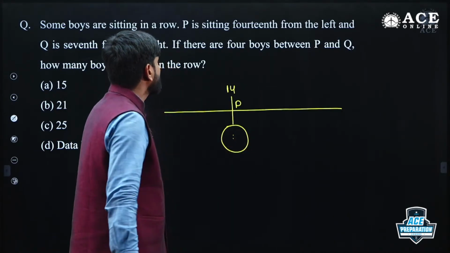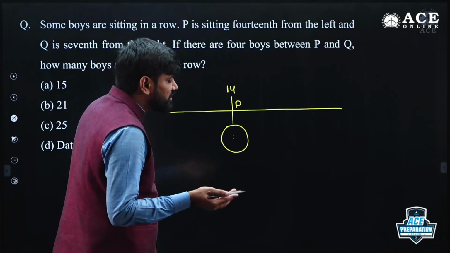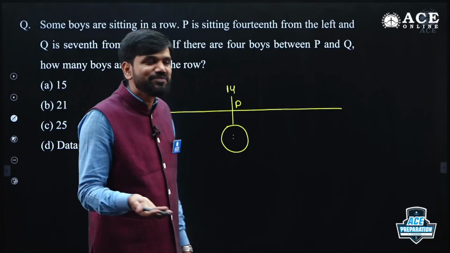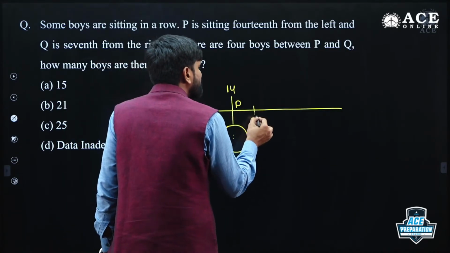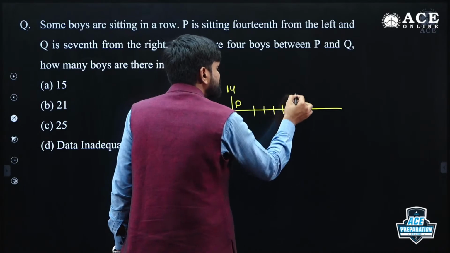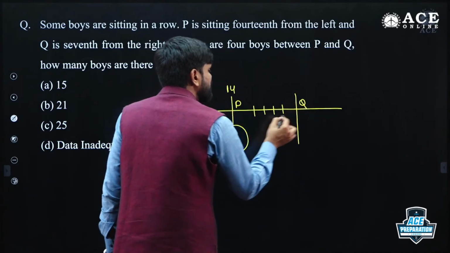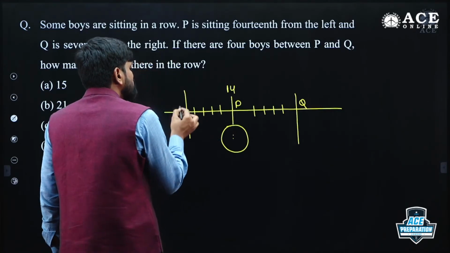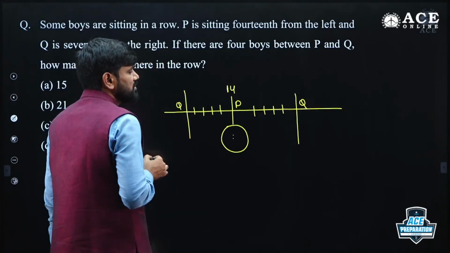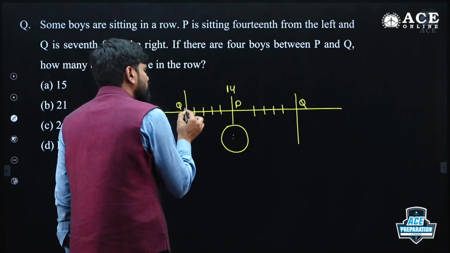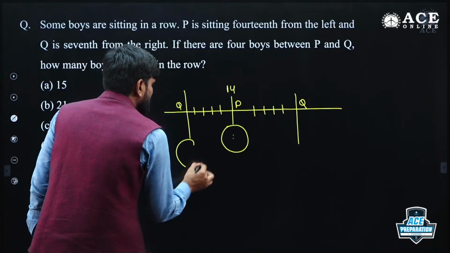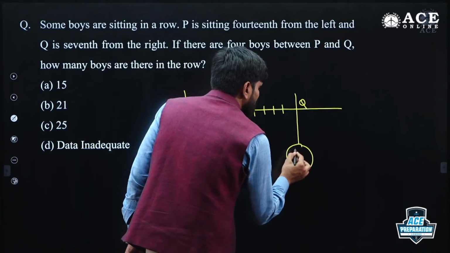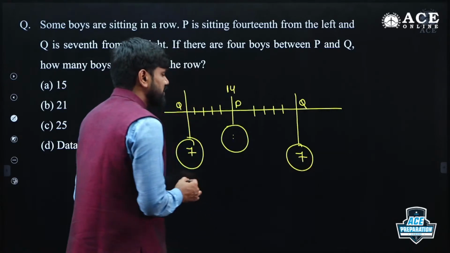Further they said, if there are 4 boys between P and Q, they simply said there are 4 boys between P and Q, but towards which direction? Between P and Q there are 4 boys, dear. Q may be here, this is one possibility, or the other possibility is Q may be here, here also between P and Q there are 4 boys. So you may be placing Q here or there. Say suppose you are placing Q here and this is 7th from the right, or you are placing Q here which is 7th from the right. Two possibilities I am just trying to tell you.